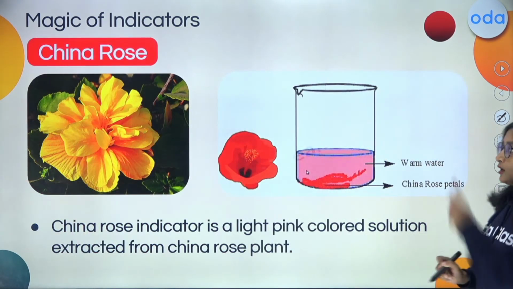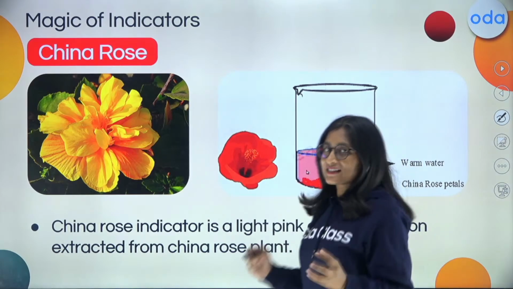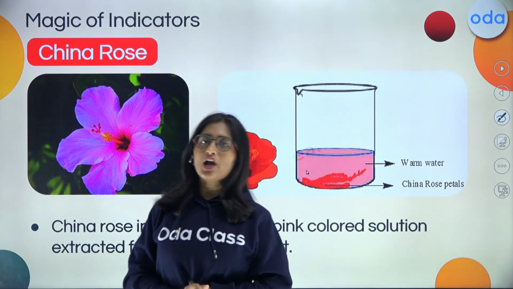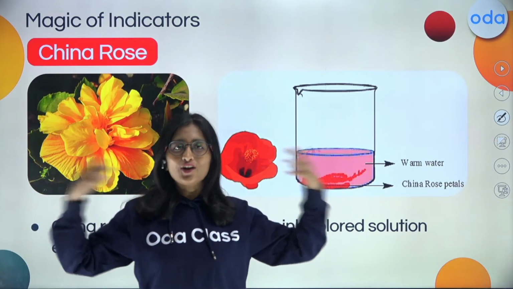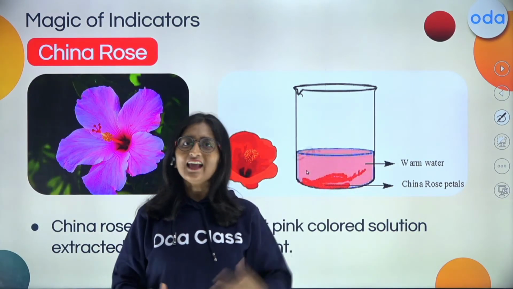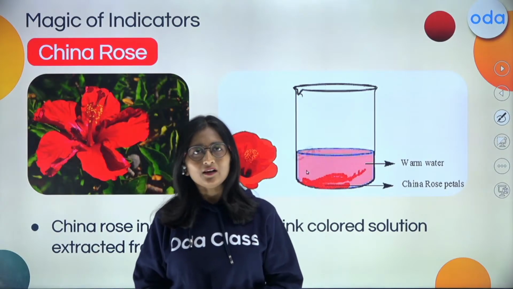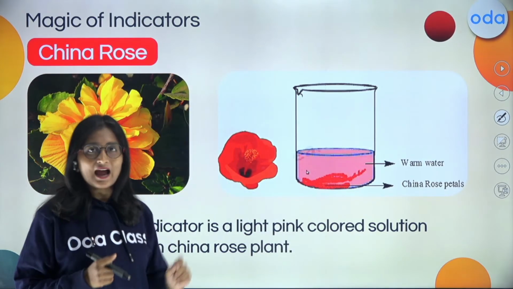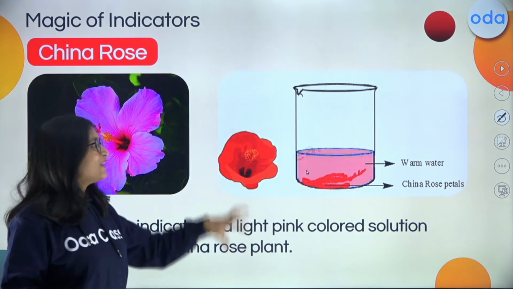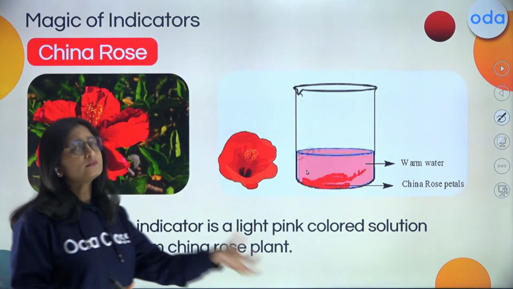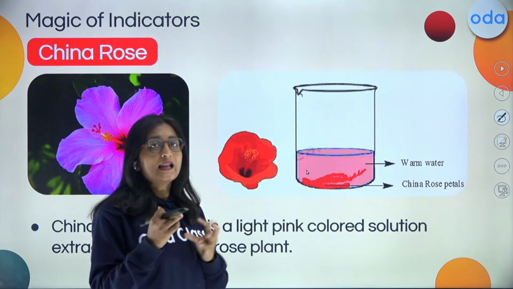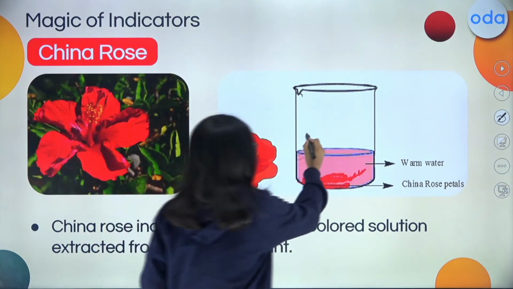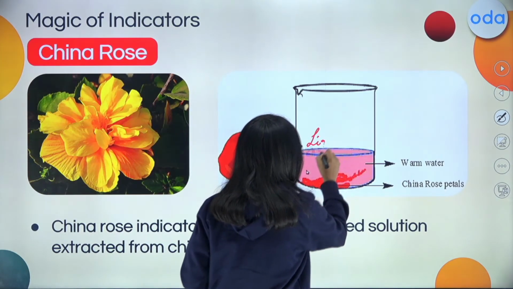Now, talking about the China rose as an indicator, you can get the China rose right there in your garden. If you look into your garden, or your neighbor's garden, you will find that China rose is easily available. Now what you can do, just pluck that with permission, take a hot water solution, dip it into that, and you will get a light pinkish color of the solution. So this will be light pinkish.